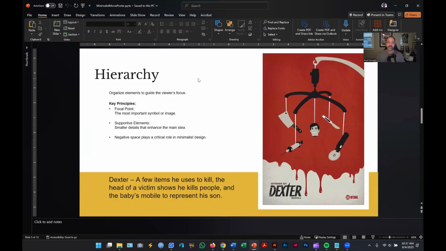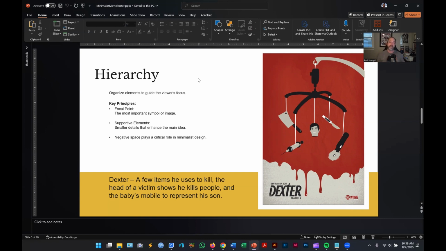So, hierarchy. This is where we tend to focus on certain things, making things bigger or smaller based on what their focal point or emphasis is, or how we want the viewer to see things. So this is organizing elements to guide the viewer's focus. A key principle, for example, is a focal point. This will be the most important symbol or image. And then supportive elements. These are small details that enhance that main idea or add the general broad idea of what the movie is. Negative space plays a critical role in minimalist design.